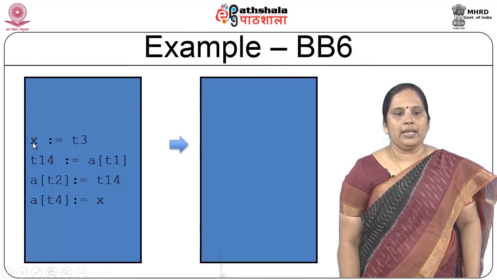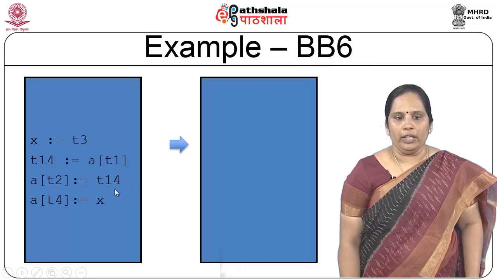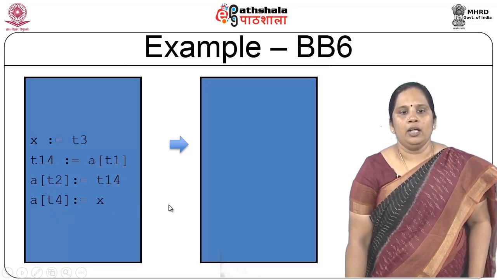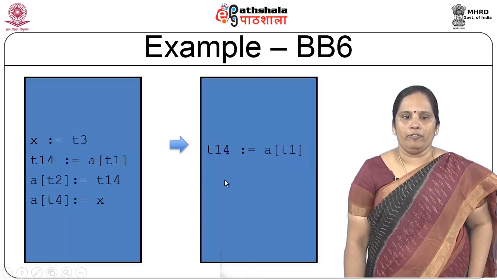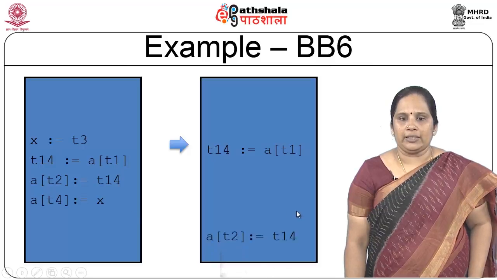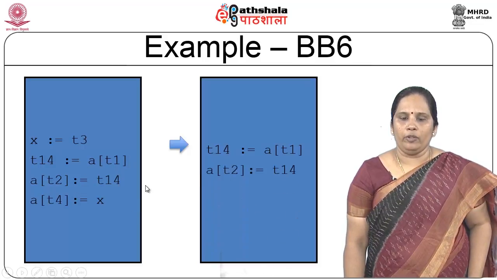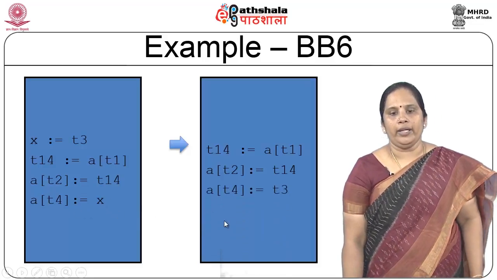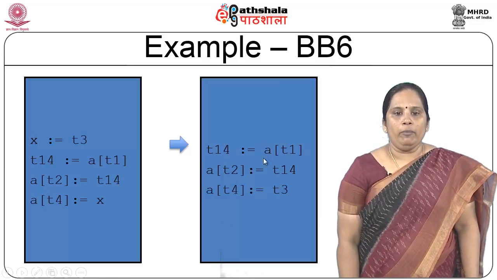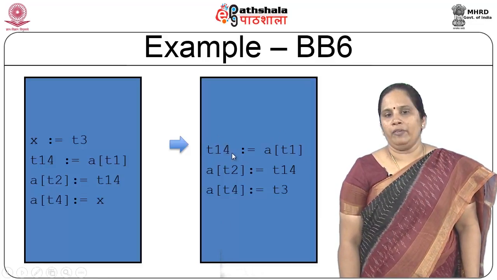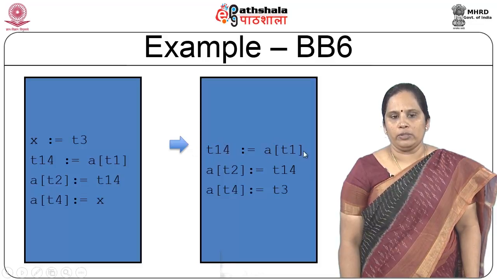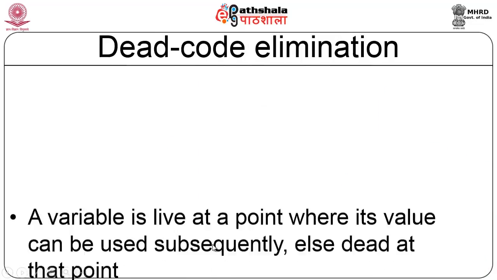Similarly, I have here x is equal to T3, T14 is equal to A of T1, A of T2 is equal to T14 and A of T4 is equal to x. So here what happens, T14 is equal to A of T1, okay. I am going to use T3 in place of x, and A of T2 is equal to T14, okay, and A of T4 is equal to T3, okay. That is going to be the next statement. Now I am not reusing T14 here because it is anyway a temporary variable, whereas here I am assigning it to a variable and then getting the value, therefore I have basically used that.